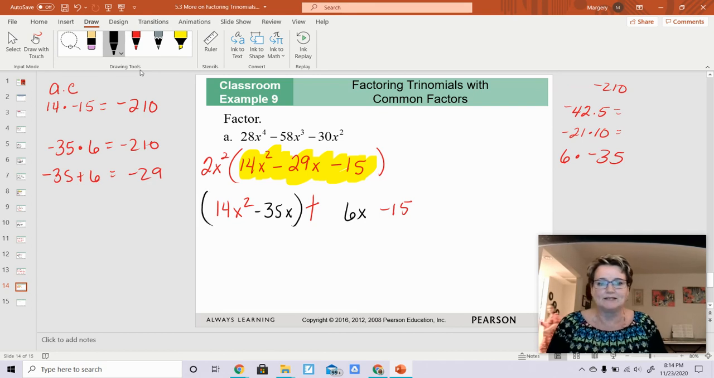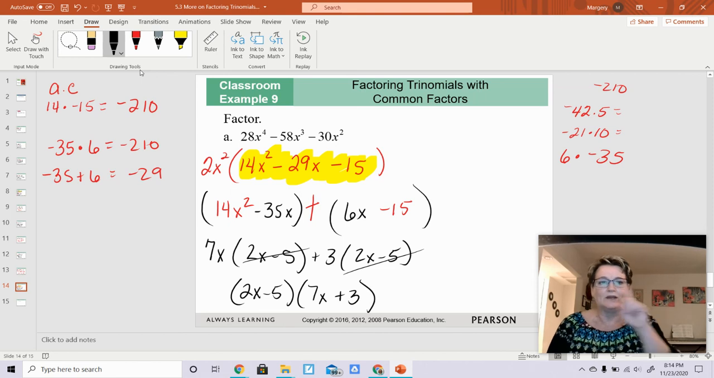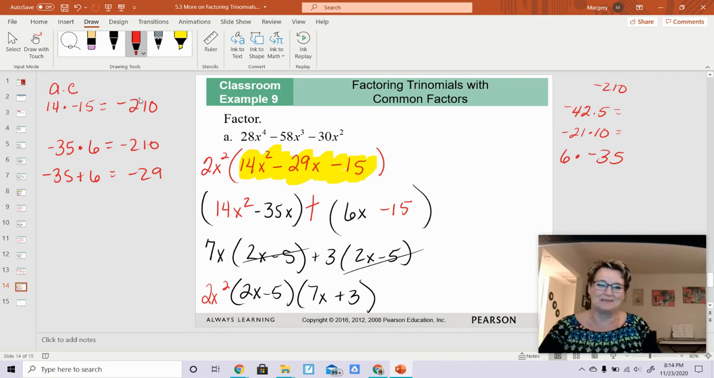I'm going to grab these two together, and these two together. The first one, they share a 7x. That's going to be 2x minus 5. These two here share a 3. That's going to be 2x minus 5. Now both of them share a 2x minus 5. So I cancel that out, I get 7x. I cancel that out, I get a positive 3. What you cannot forget is what we took out in the original problem. So put that down and you factored them both completely out.